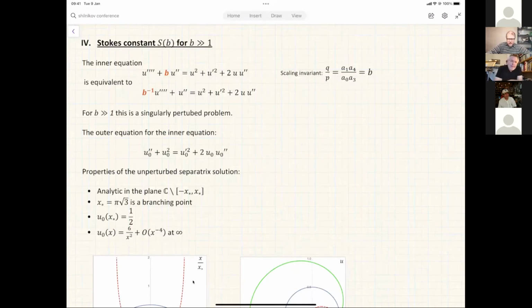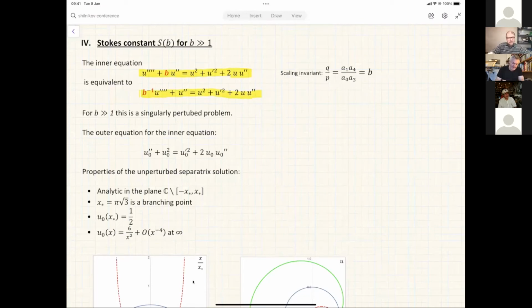when the parameter b changes? Let me remind you that the Stokes constant comes from this differential equation. It's very easy to check that this equation is equivalent to another equation, where b is moved from the place in front of the second derivative to the place in front of the fourth derivative, but with b minus 1. Checking that these two equations are equivalent is easy because both equations have the same scaling invariant.